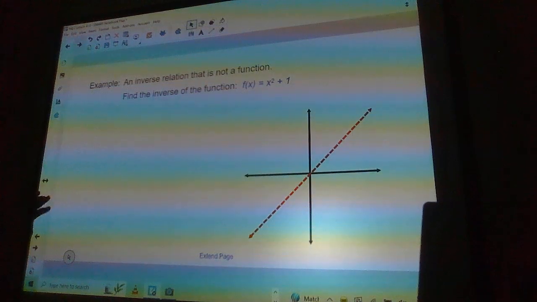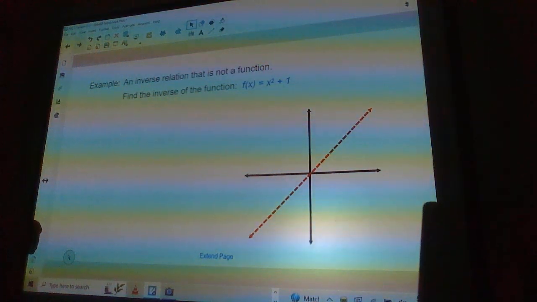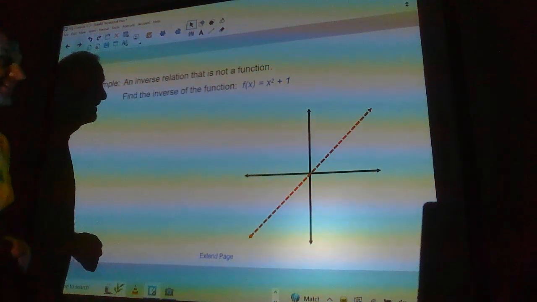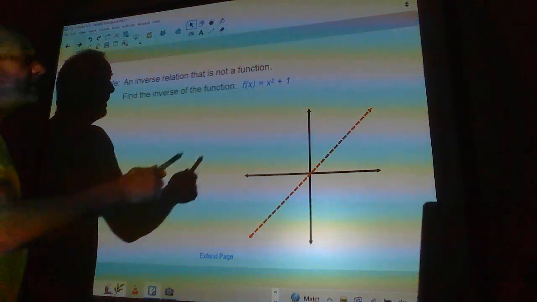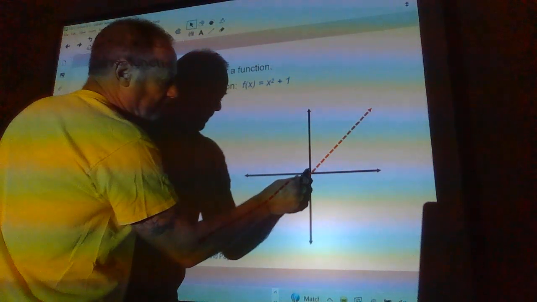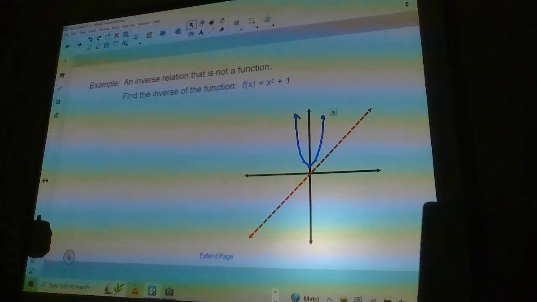In both those examples, those things were all functions. The original relations were functions, and the inverse was also a function. In this case, that's not going to be the case. This is a parabola. It's got a y-intercept of 1. So if I graph that right there, there's my parabola y = x squared plus 1.